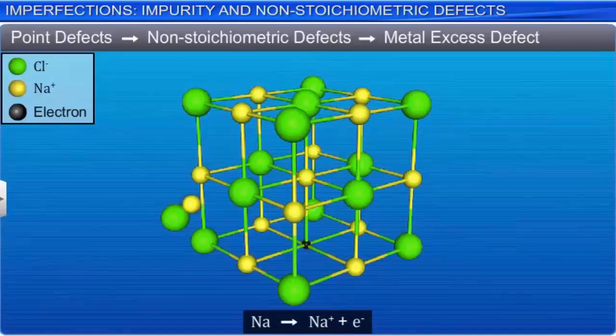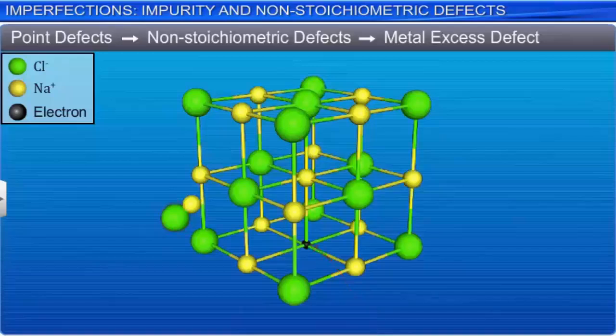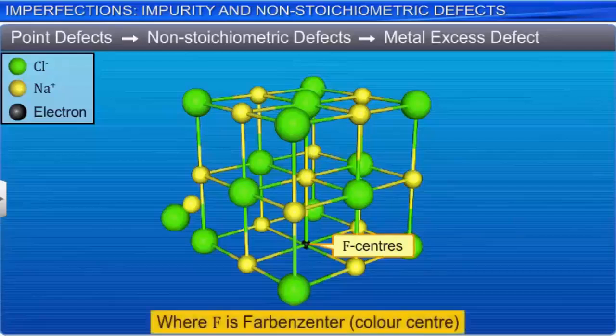The electrons so released diffuse into the crystal and occupy the anionic sites created by the diffusion of the chloride ions. As a result, the crystal now has an excess of sodium ions. The anionic sites occupied by unpaired electrons are called F centers. Here, F stands for Farbenzenter, a German word that means color center.